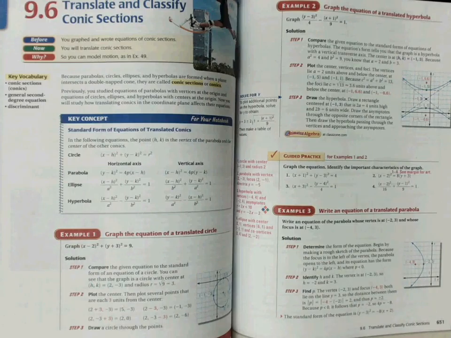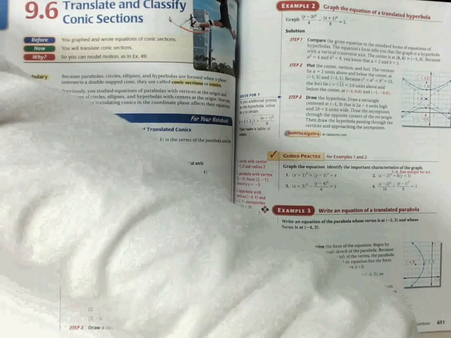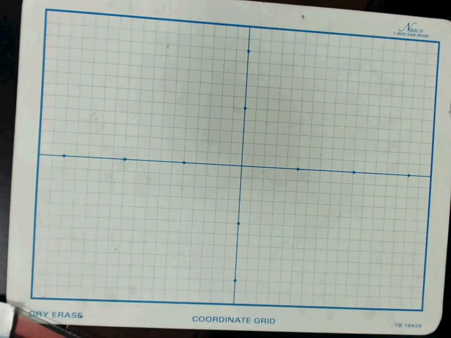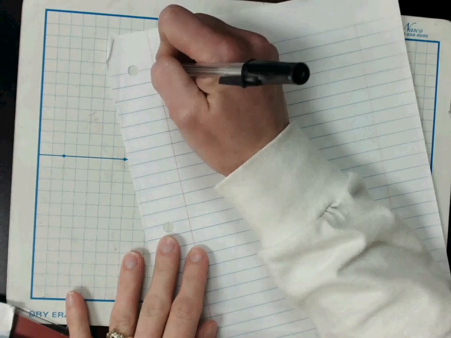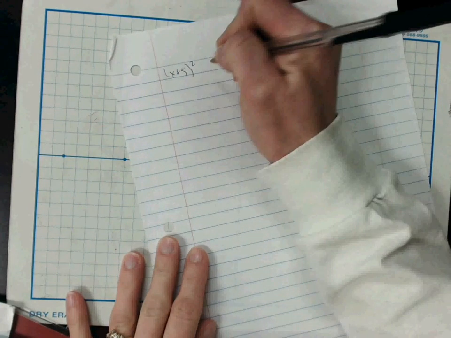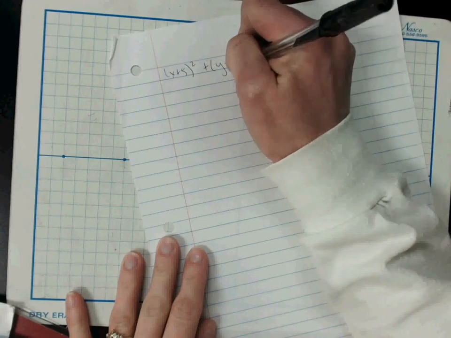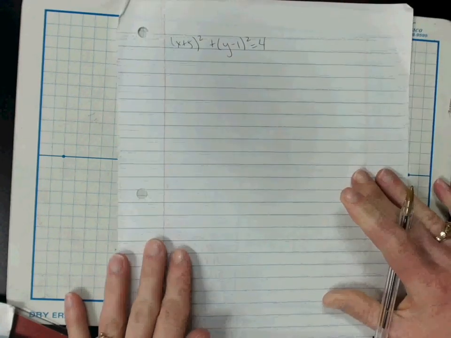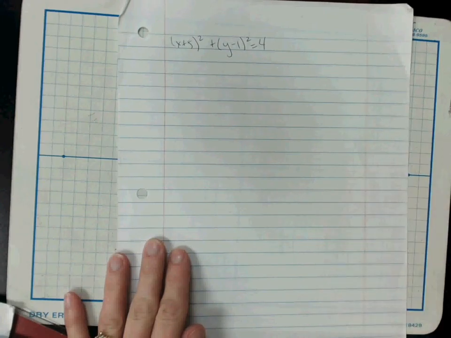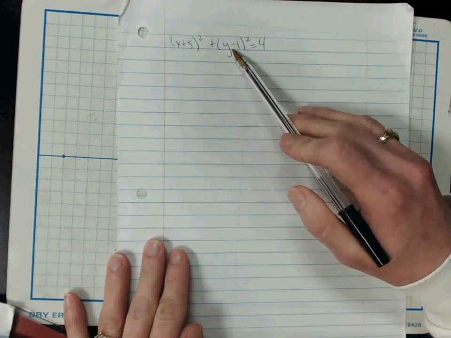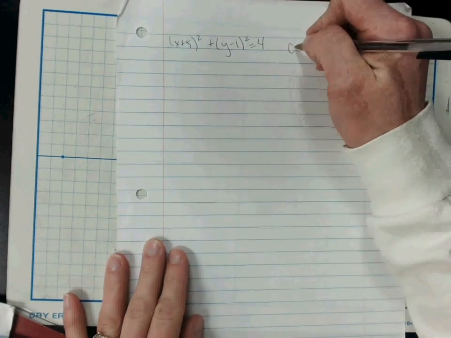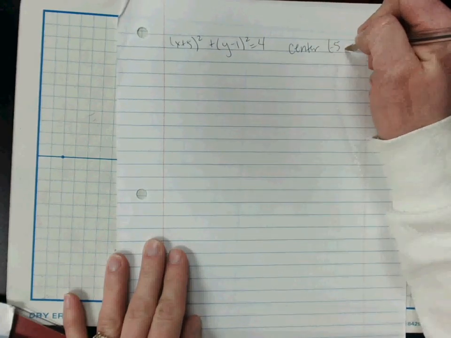So let me get some paper. Let's start with a circle. Those are our easiest ones. Say I have x plus 5 squared plus y minus 1 squared equals 4. So here, first thing I need to do is find my center. So it's going to give me negative 5 and positive 1. It's always your opposite signs. So my center is at negative 5, positive 1.